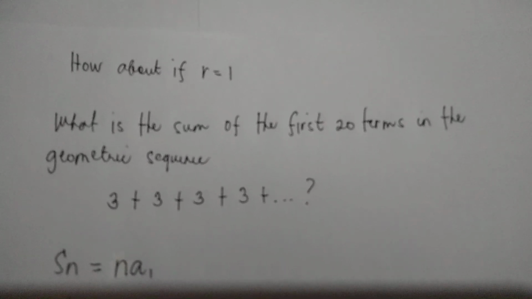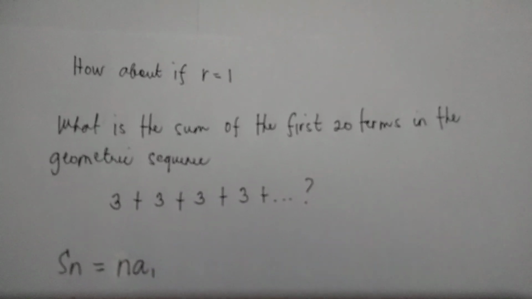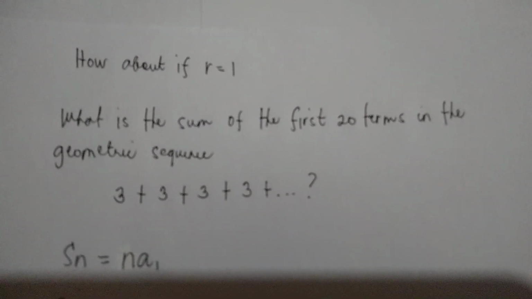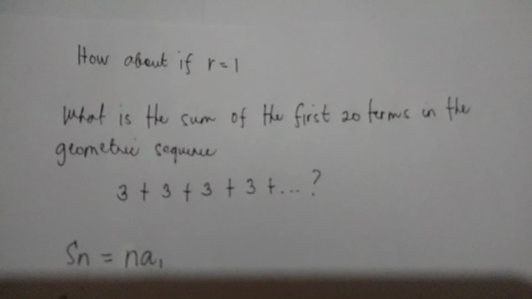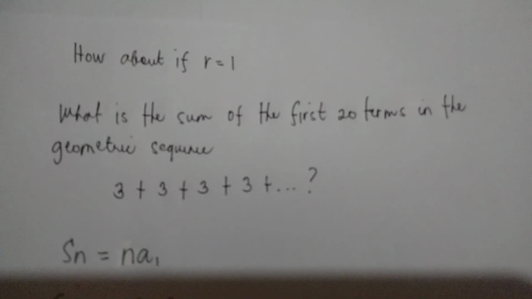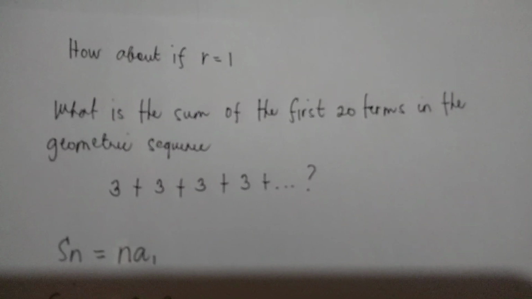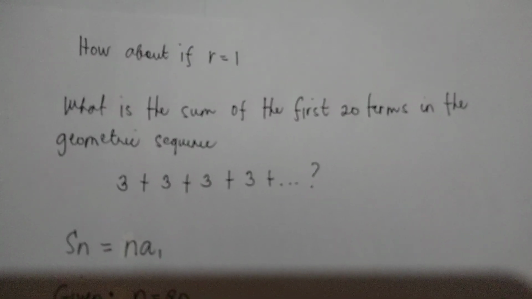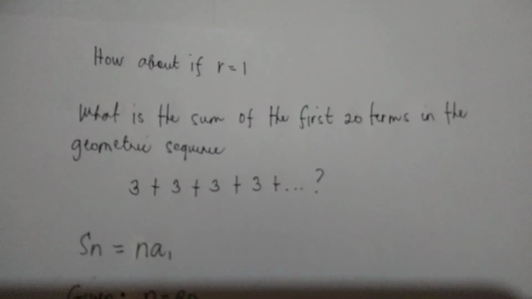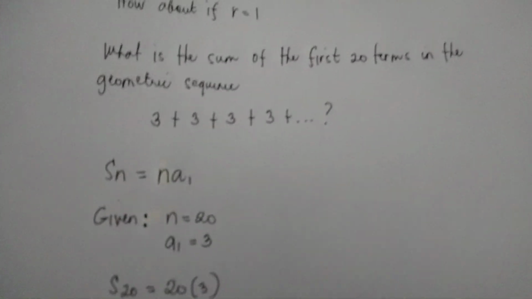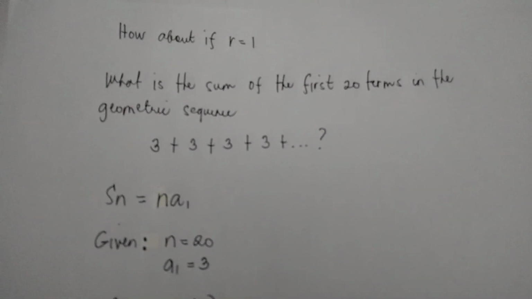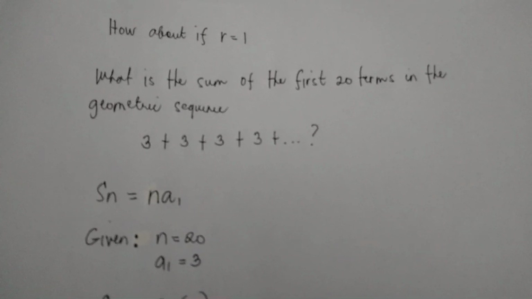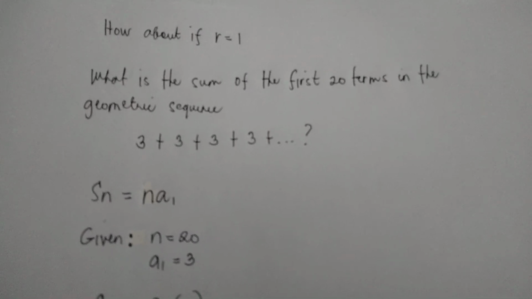How about if r equals 1? Example, what is the sum of the first 20 terms in the geometric sequence 3 plus 3 plus 3 plus 3 and so on up to the 20th term? Since the common ratio is 1, we will use the formula S sub n equals n times a sub 1. n is the number of terms, a sub 1 is the first term.